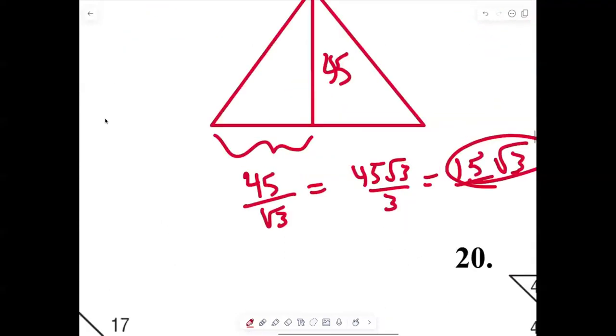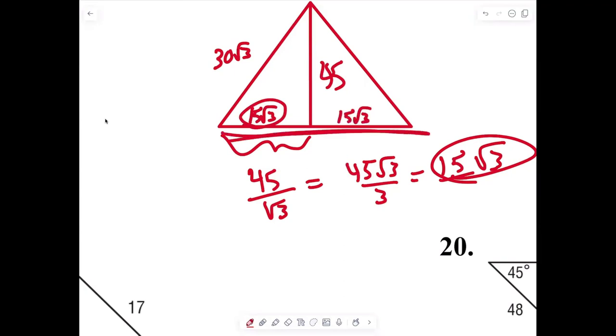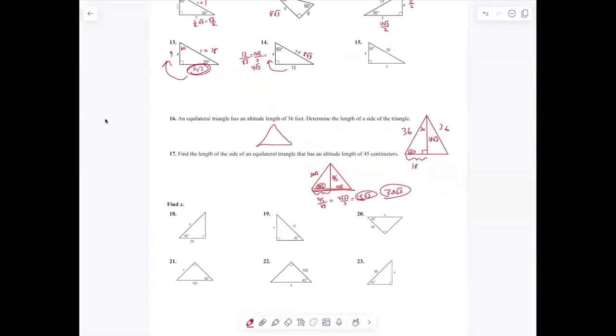This was 15 radical 3. Do you agree? This is double that. 30 radical 3. Or watch, you could even say, okay, if this is 15 radical 3, then this right here must be 15 radical 3. So the whole thing is what? 30 radical 3. I'm trying to show you a whole bunch of different ways of looking at it. Right? You with me on that, right? No, we're good.